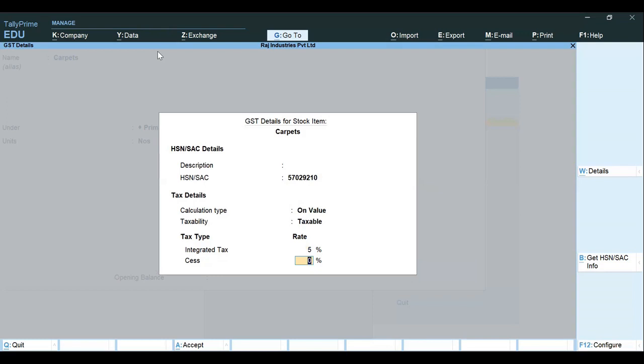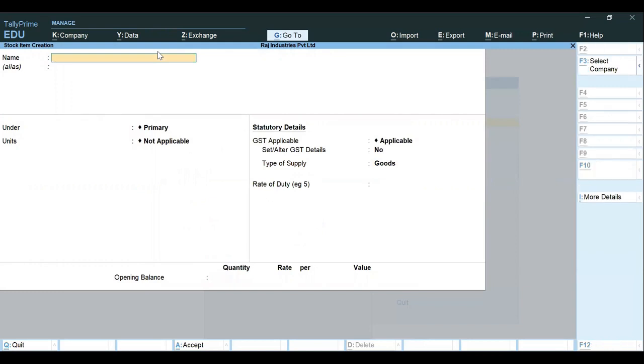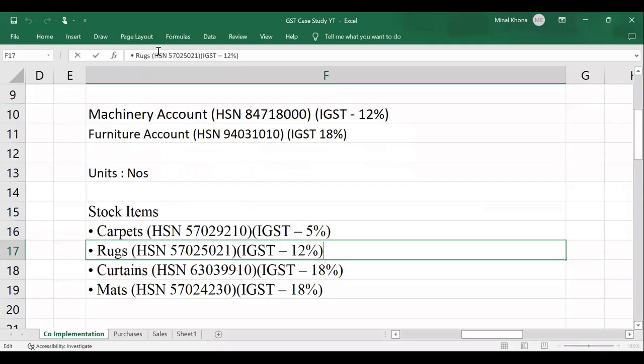So this is how you're going to create your stock. Be very careful about the taxability, calculation type, HSN number, and rate. All these details will reflect on your transaction and they will also affect your GST returns. Type of supply is goods. If you have any opening balance, I can feed in the opening balance and you're good to go.